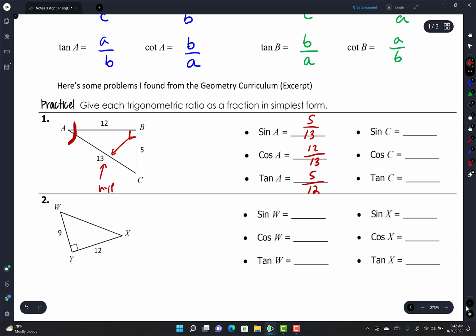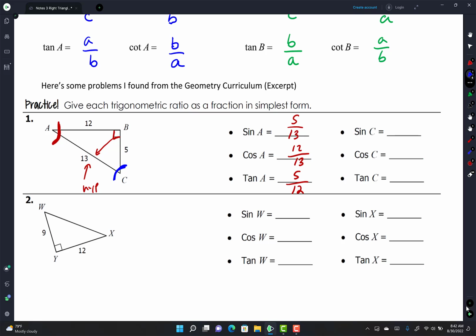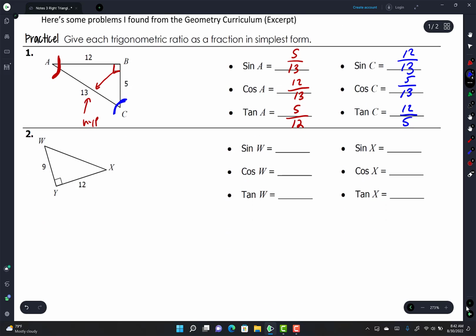You guys got it. You guys are beasts. I'm going to change my colors to blue. I'm going to go to C. So there's angle C. So sine of C, opposite over hypotenuse. What's that? 12 over 13. Then I'm going to go cosine of C. Cosine is adjacent over hypotenuse. I'm going to write 5 over 13. And then tangent is opposite over adjacent. So I'm going to write 12 over 5. Are we okay? All right. This is what you're going to be doing on Delta pretty much today.